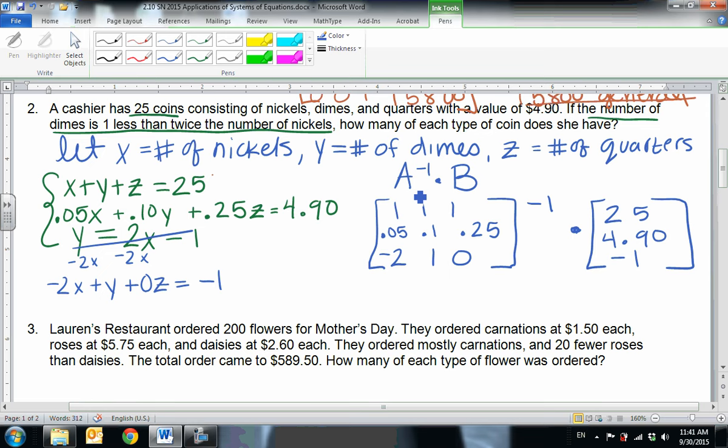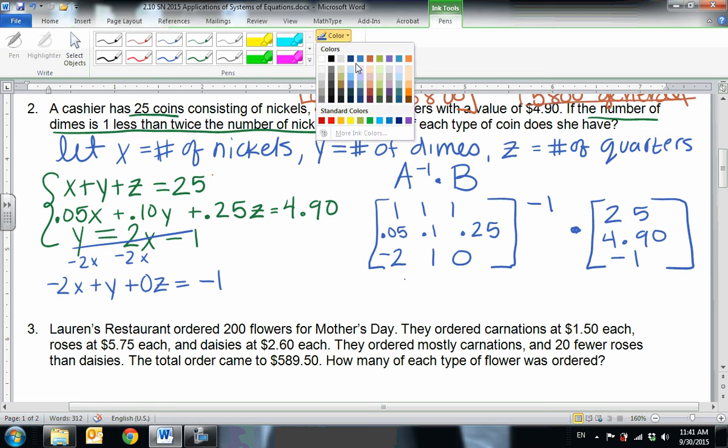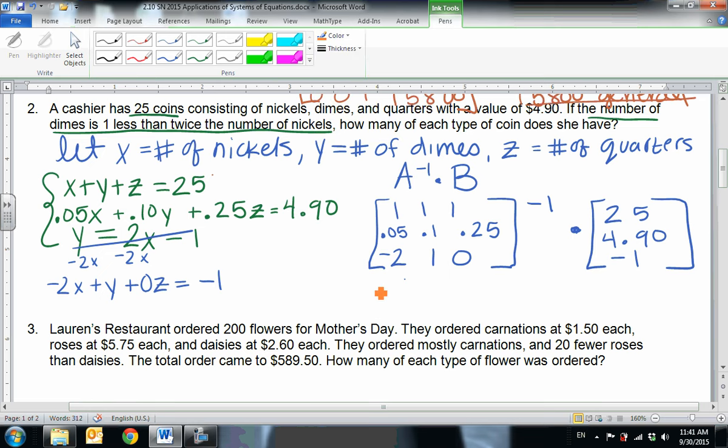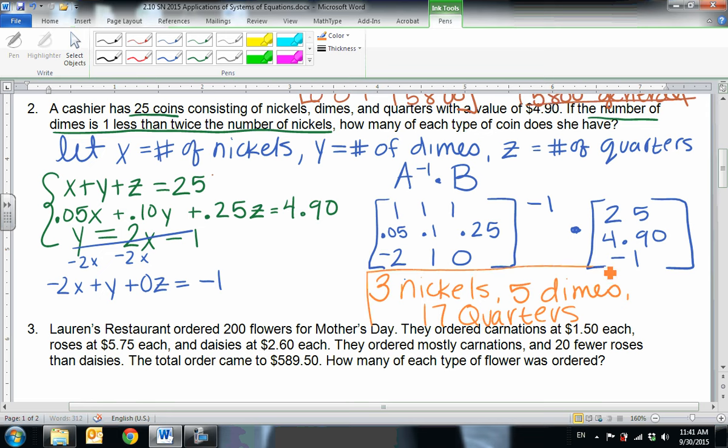All right. So what do we get? What do we get for X? What do we get for Y? What do we get for Z? And what do they mean? Okay. All right. So 3 represented what? 3 nickels. 5 dimes. And 17 quarters. Questions?